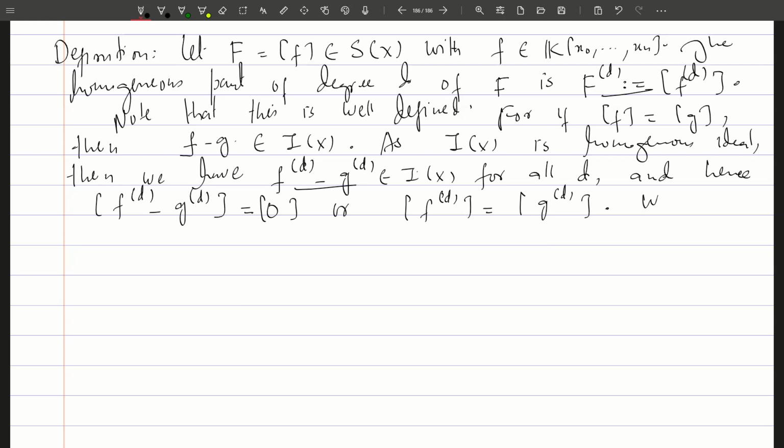So now if we look at the set Sx, and we write here this little d, we let this set be the degree d part of the classes of little f, where f is some element in Sx. We call this set the degree d part of Sx.